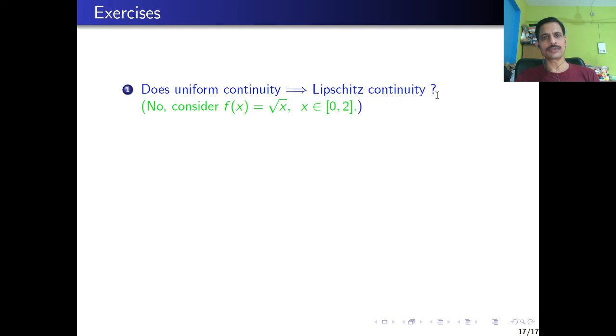So the answer is no. We can take a uniformly continuous function, namely f(x) is equal to root x when x belongs to the interval 0 to 2. Any continuous function on a bounded interval is uniformly continuous. Since f(x) is equal to root x is a continuous function and we are taking a bounded interval, it is uniformly continuous. But we know that it is not Lipschitz continuous because we have seen this kind of example before in our lecture.